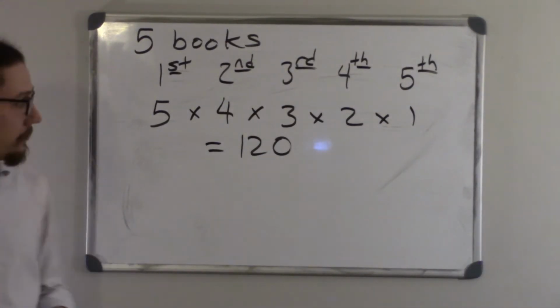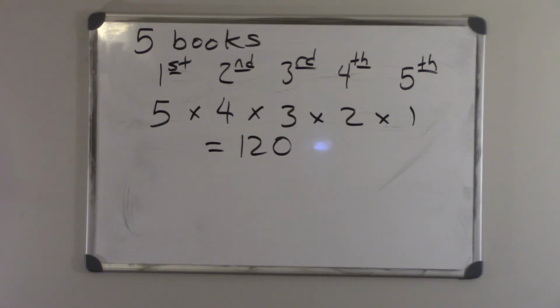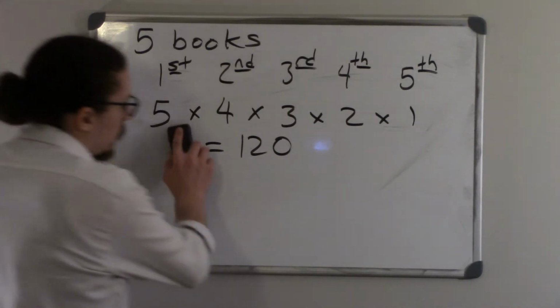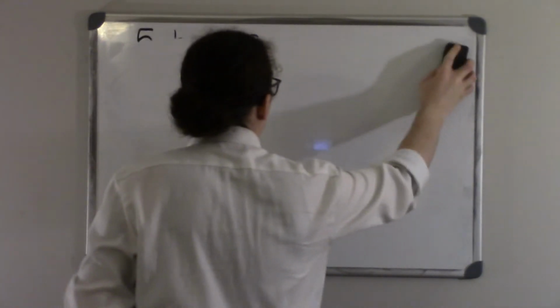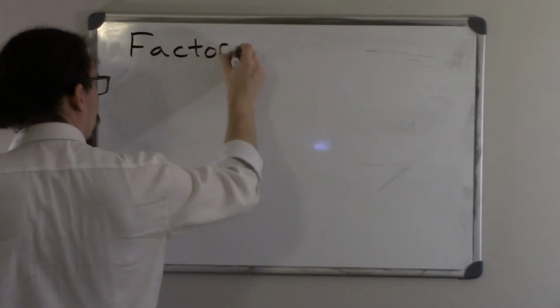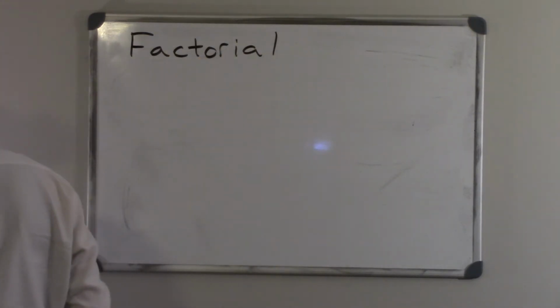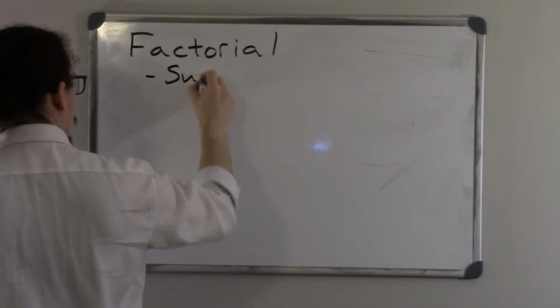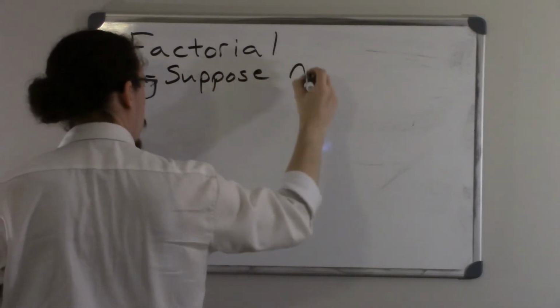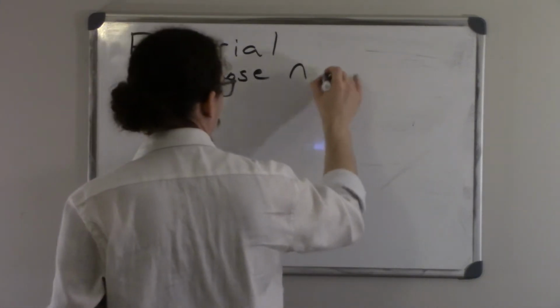But that is how we can do that. All right. Now, another reason we did this example is because this is an example of something else. It's not just an example of the fundamental counting principle, but it's also an example of what's known as a factorial. A factorial, so suppose n is a positive whole number.